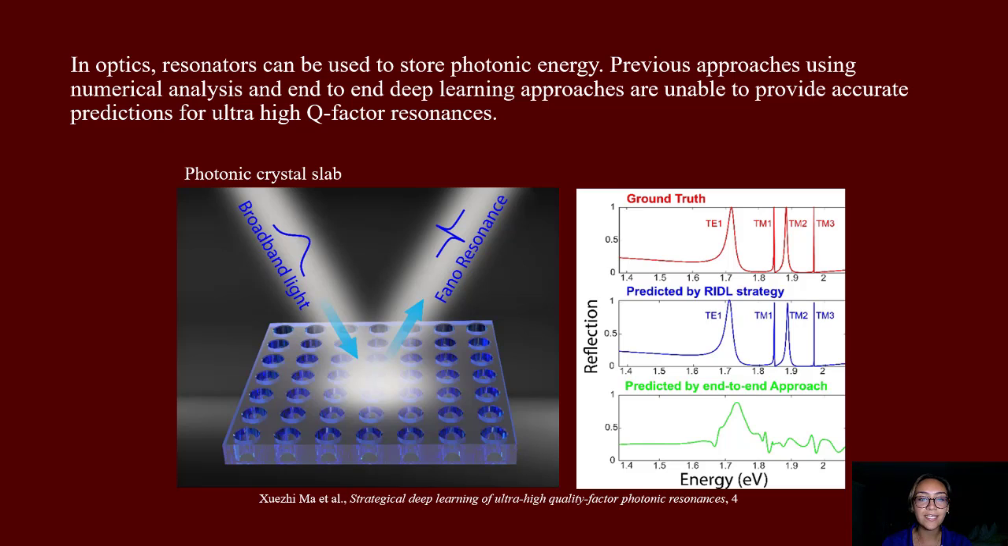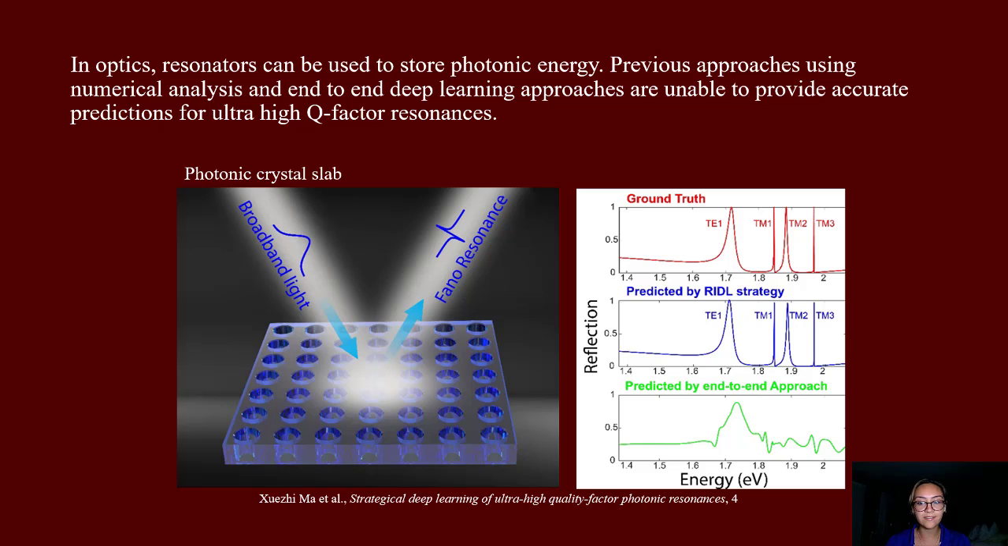The figure on the left shows a photonic crystal slab made of silicon nitride that was subjected to a beam of light and tested to generate spectra with photoresonances. The graphs on the right show the results of the tests using three different methods. Now, as you see there, the TE1, TM1, TM2, and TM3 are the measured transverse magnetic and transverse electric bands. The first graph, the top red one there, displays the results of the ground truth method, which was numerically calculated. The third graph, the green one on the bottom, displays the results of the end-to-end deep learning approach.